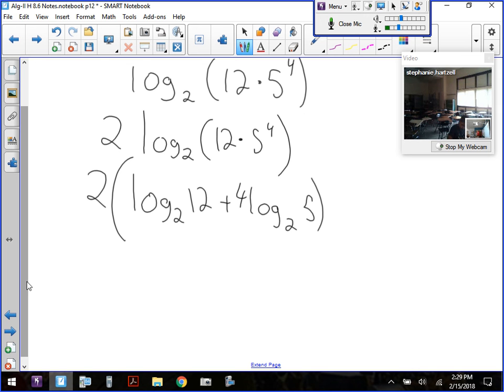If you look at the answer that they have on the back, they distributed the 2 into the parentheses. And they wrote 2 log base 2 of 12 plus 8 log base 2 of 5. Leave it like that, it'd be right. It'd be fine. I just never went that extra step, because knowing what it looks like expanded like this, it seems kind of silly to do that. I wouldn't write it.